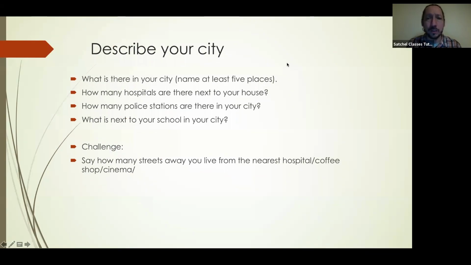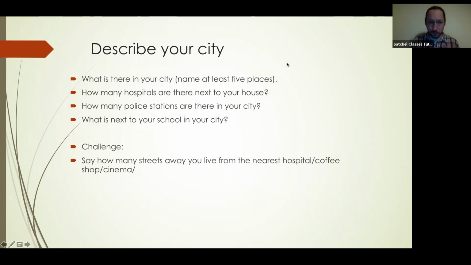Now let's see where you can actually describe your own city. So basically, try to say what is there in your city. Answer these questions. How many hospitals are there next to your house? How many police stations are there in your city? And what is next to your school in your city? Now, this is an example of things that you could actually say. The challenge, however, is to say how many streets away you live from the nearest hospital, coffee shop, or cinema, for instance. So these all are examples, okay?